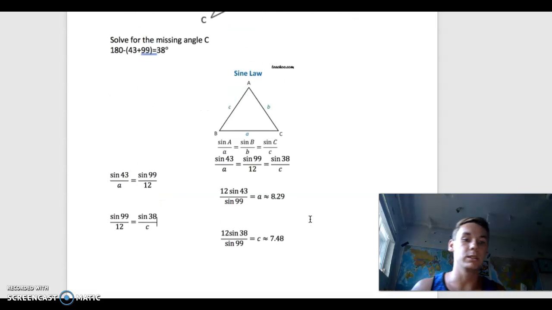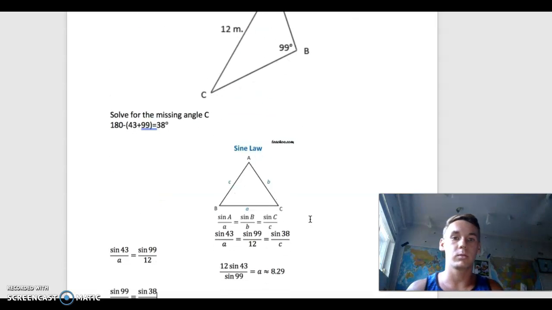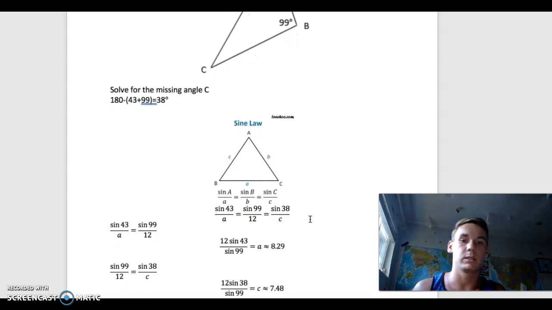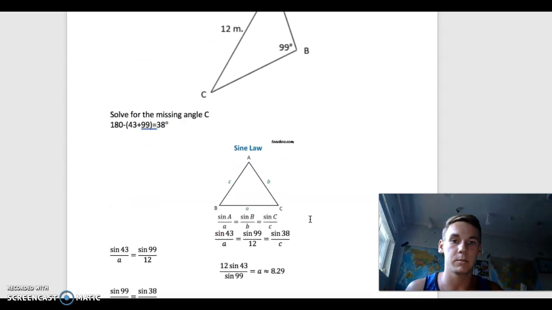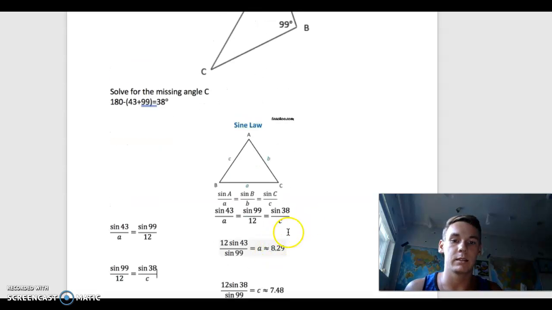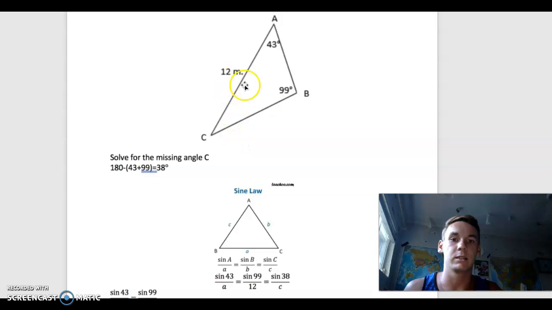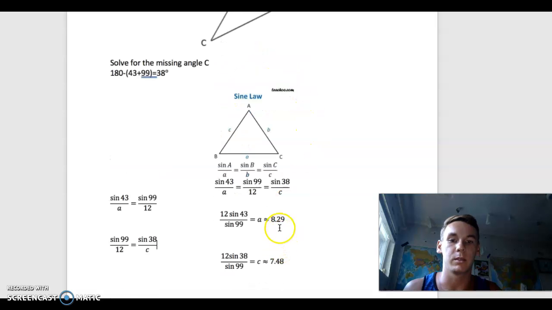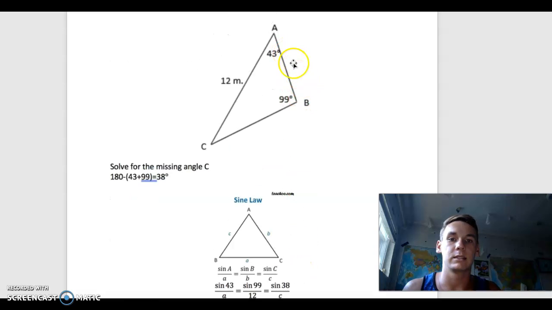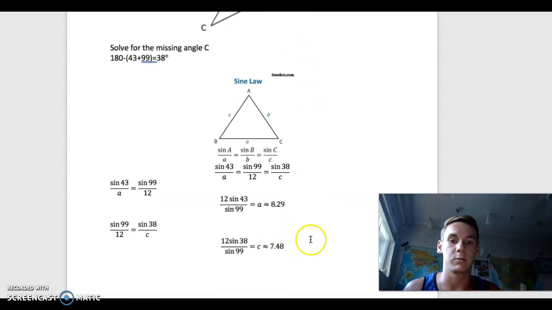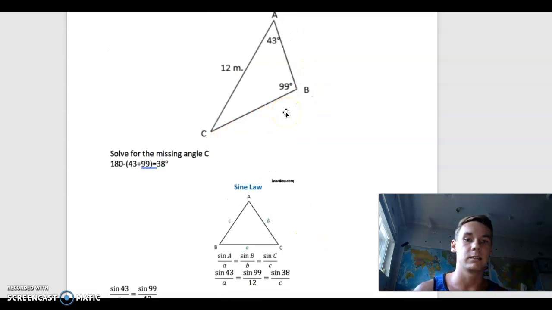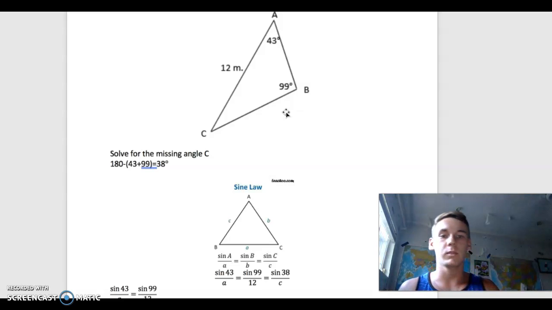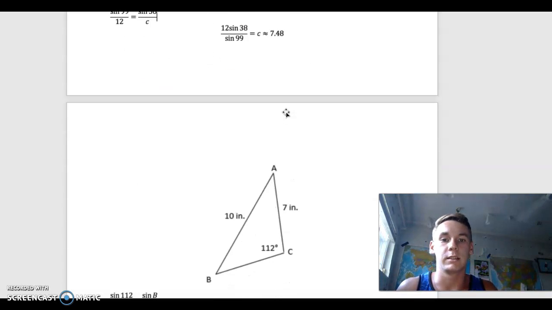Now you can always do a reality check. So you just look at the problem, unless the problem says that this is not to scale. But for this one it is. So we know that side A, which is right here, is going to be less than 12, which it is, but it's not by much, so that would be 8.29. And we know that side C is the shortest, and it is, so 7.48. We wouldn't want side A to be like 15. That wouldn't make any sense. So yes, now moving on to the next example.